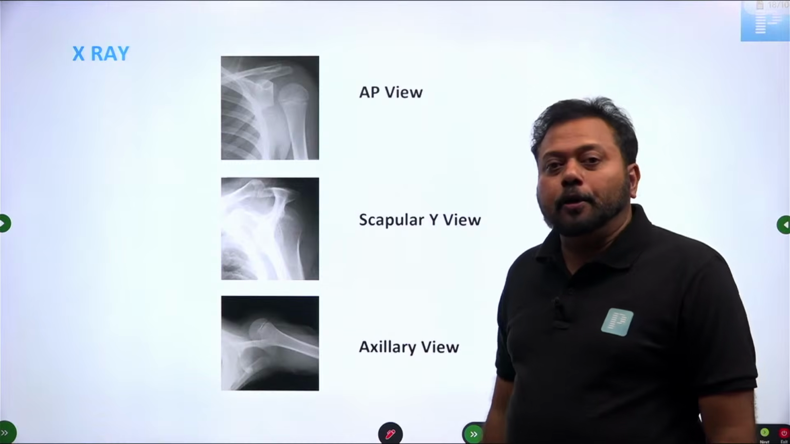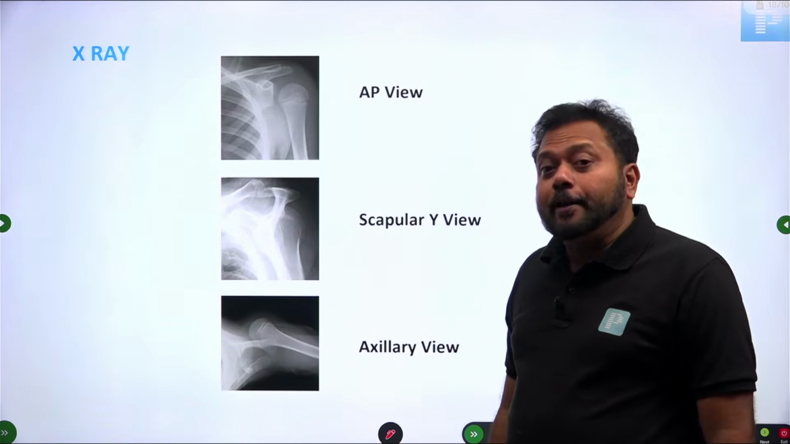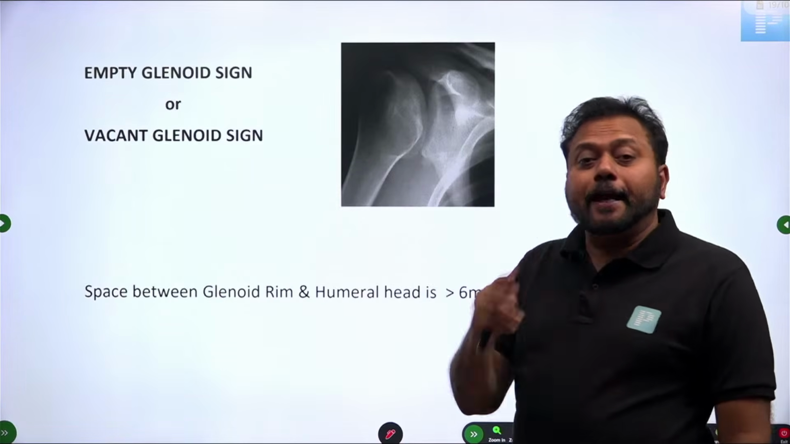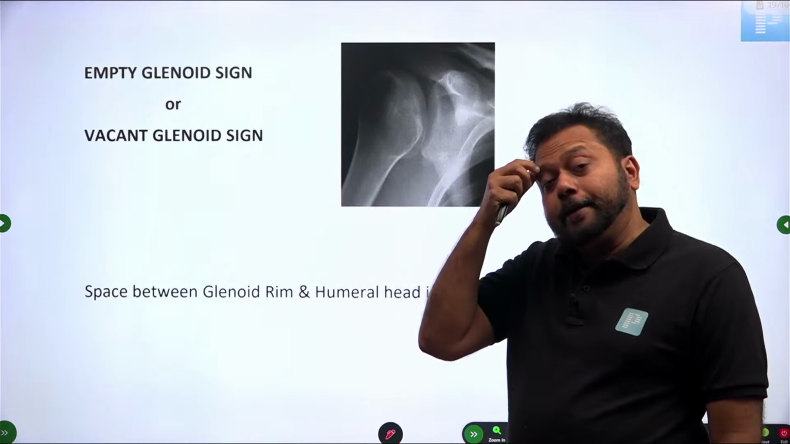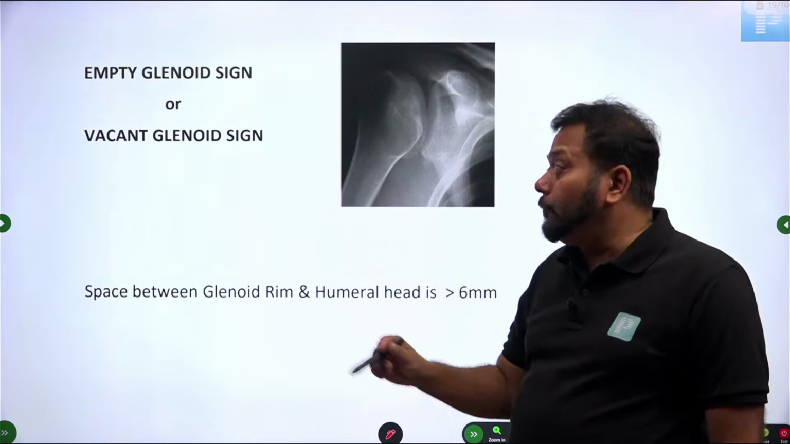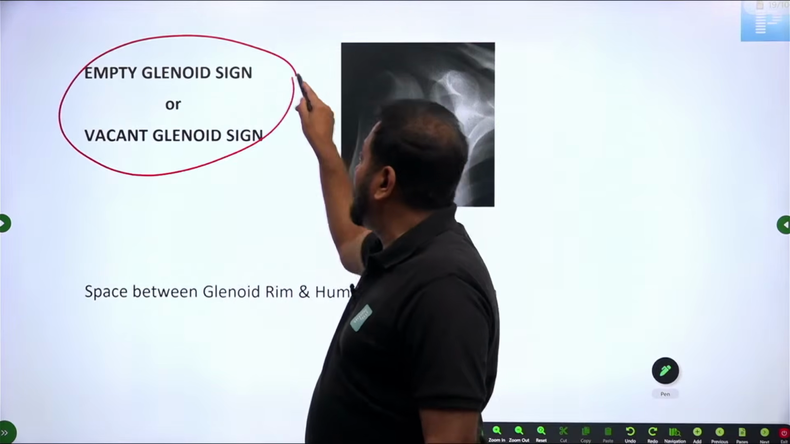Only in posterior shoulder dislocation, you have a named radiological sign, and two signs are there. One is called the empty glenoid sign, the other is called the vacant glenoid sign. This is sign number 1.